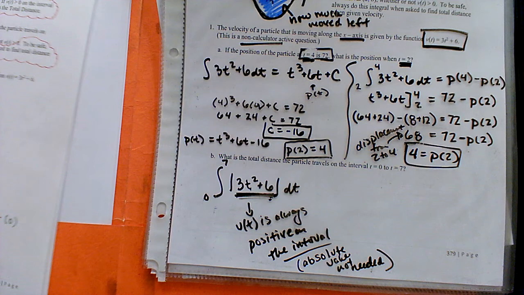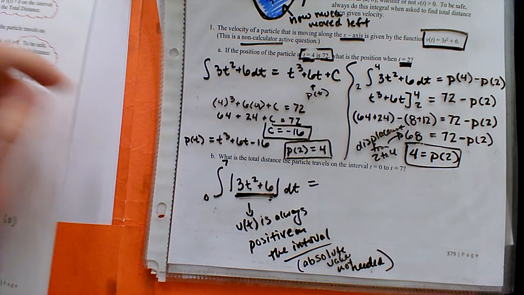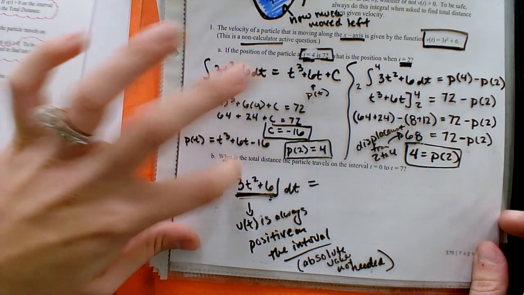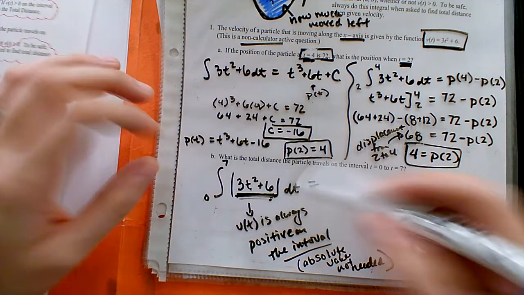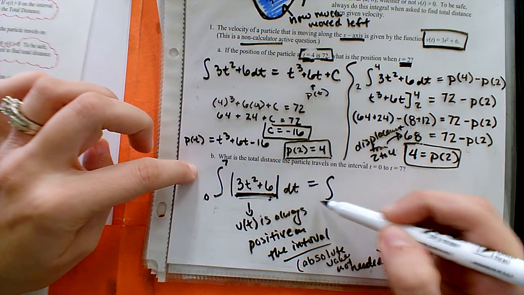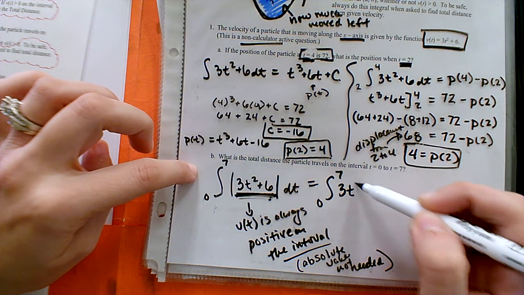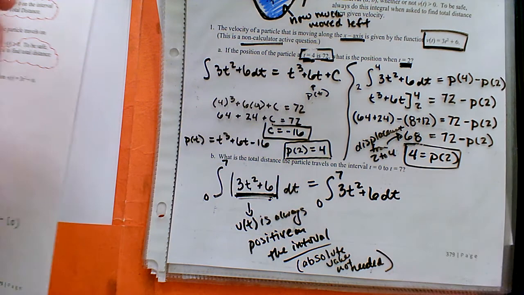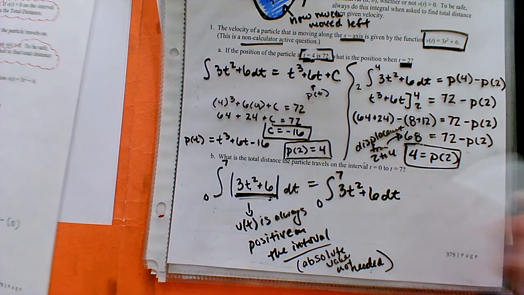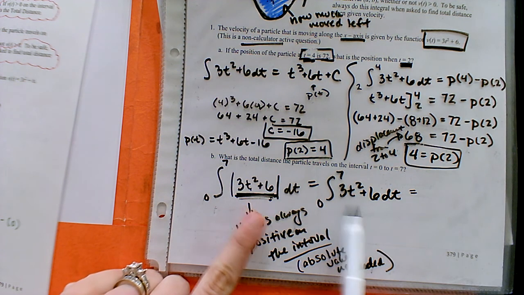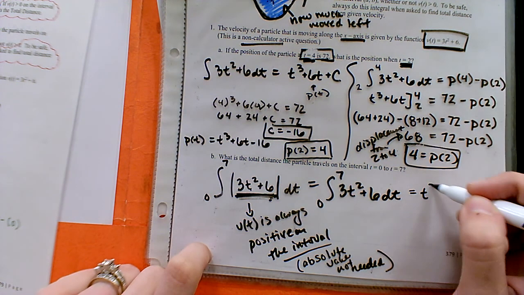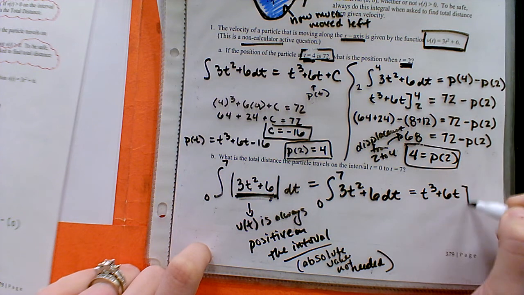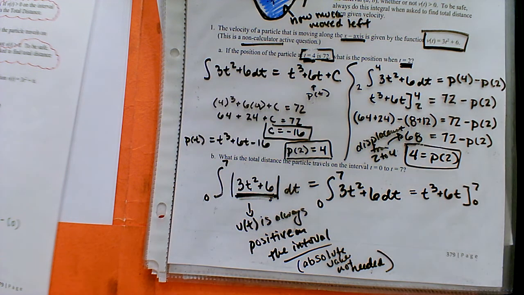But if there was a changing spot, we'd have to take that into consideration. All right, so basically, I don't know, we'll leave the absolute value bars in there, but we'll just say this is the same thing as actually not having the bars there, for this case. So since the velocity is always positive, the displacement is actually the same as the total distance. That's what this statement is saying. So let's work backwards. This would be t cubed plus 6t. And we're going from 0 to 7.